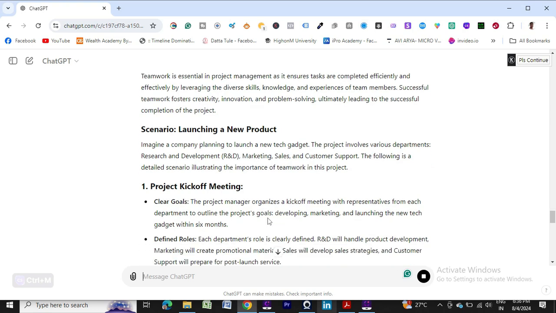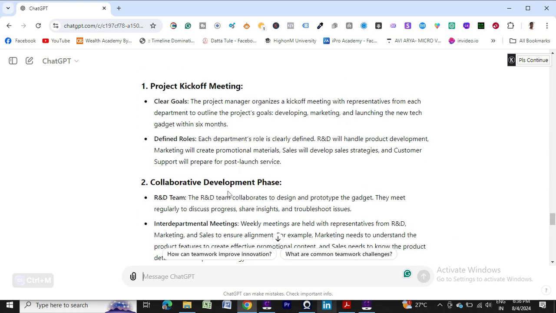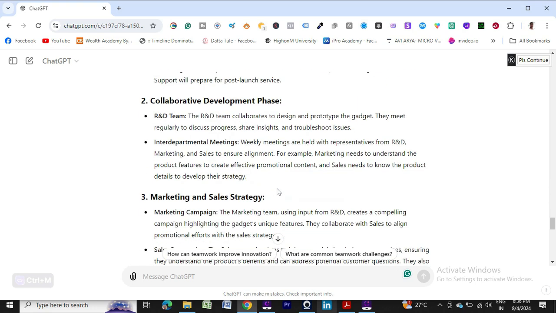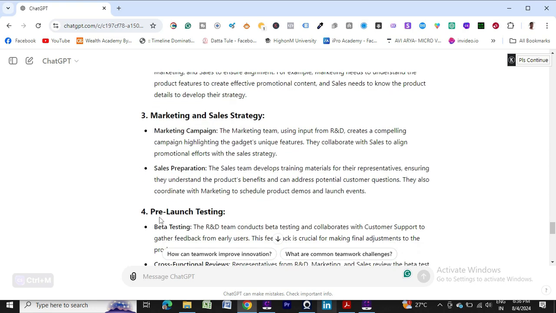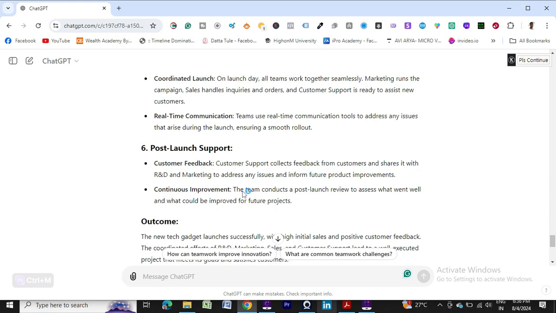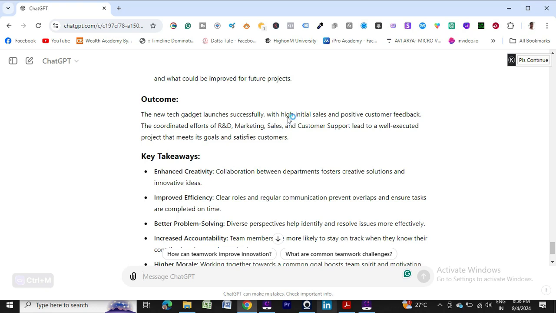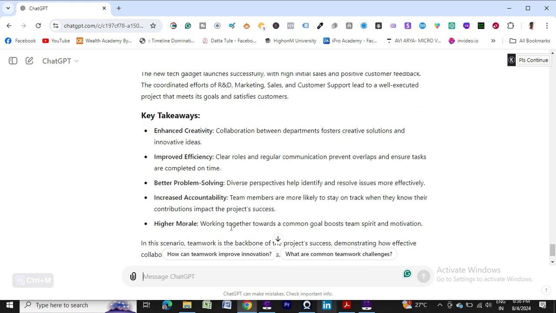So see here: project kickoff meetings, clear goals, defined roles, then the collaborative development phase, then marketing and sales strategy, then pre-launch testing, then the launch phase, then post-launch support and the outcome. Key takeaways: enhanced creativity, improved efficiency, better problem solving, increased accountability, higher morale.